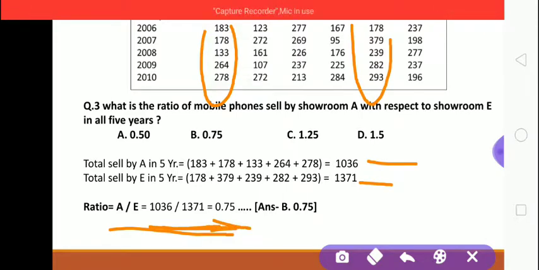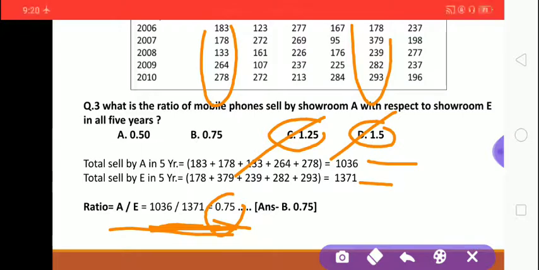So here you can observe one more thing. You need not calculate this exact value, because the ratio is 1036 divided by 1371. So this ratio will be less than 1, because 1036 is less than 1371. So two options will be automatically closed and only two options remain. From those, the options are 0.70 and 0.50.